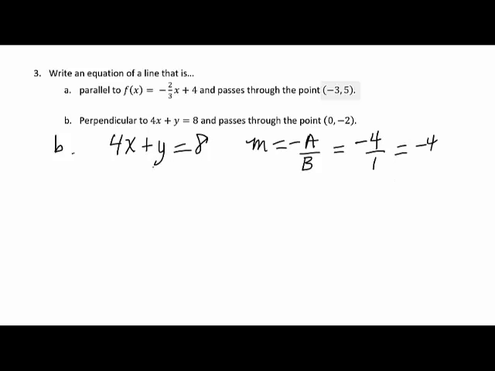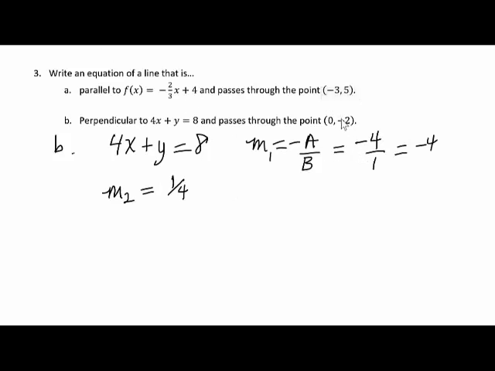Another option is just to solve for y, and then you can find the slope because the line will be in slope-intercept form. Okay, well, the slope of the given line is negative 4, but the slope of the new line, I'll say m2, is going to be the opposite reciprocal of negative 4. So positive 1/4.